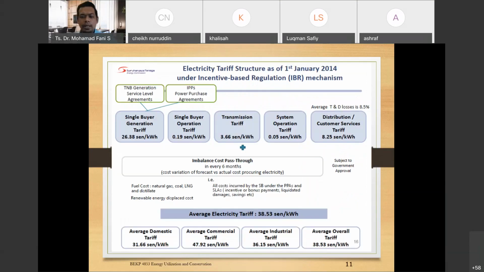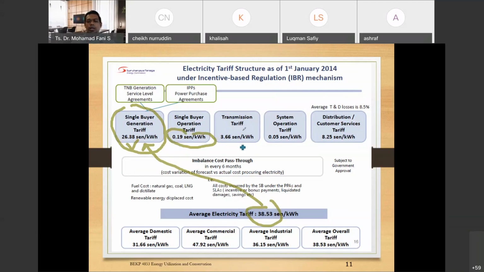And what happened for the mechanism of the IBR? Okay, under IBR for the base tariff, they split it into 5 components under the TMB. For example, here single buyer generation. So this one is the breakdown of the base tariff price 38.53. They split it into 26.38 cent for the generation.